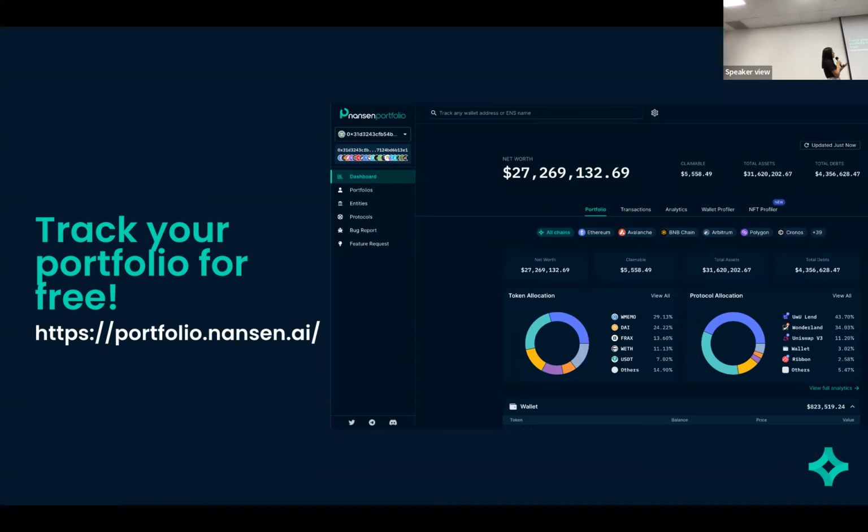And then we also recently integrated our Nansen labels into it. So you can see on the top right there is wallet profiler and NFT profiler. So you can also see what this address is on Nansen for free, and what NFTs they are holding as well.